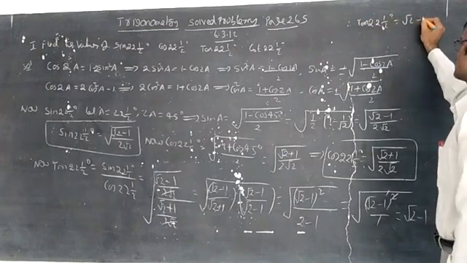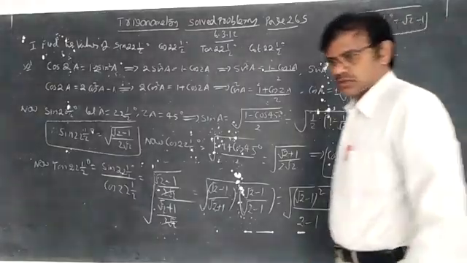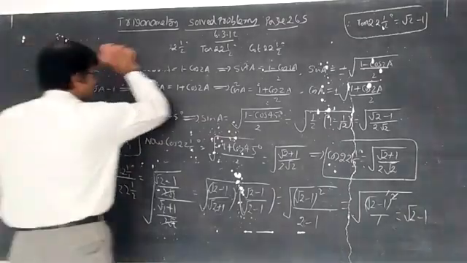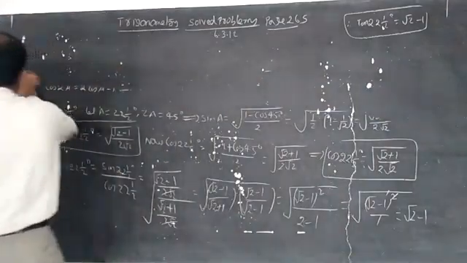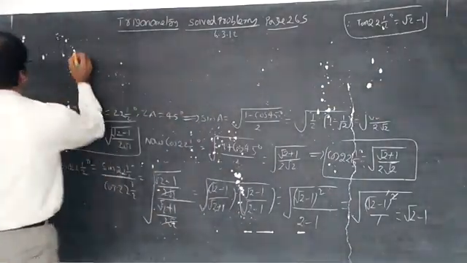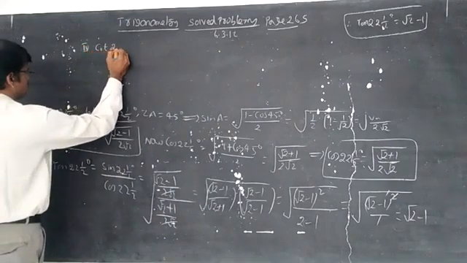This is also most important. It is an objective bit, and it is a most important sum also: tan 22.5. Like a formula you should remember. The value of tan 22.5 is equal to root 2 minus 1. Now the fourth one, cot 22.5.